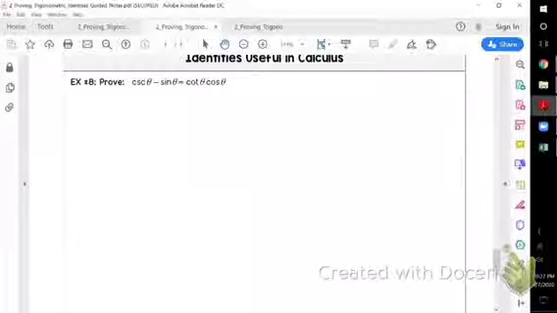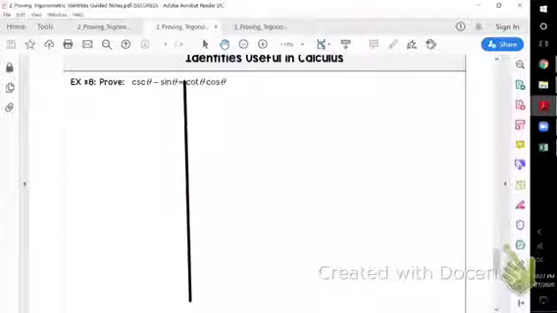All right, example 8 tells us to prove this identity here, that cosecant of theta minus sine of theta is equal to cotangent of theta cosine of theta. And so we saw one similar to this earlier. And remember, it's usually easier to take an addition or subtraction problem and combine them to make it multiplication versus take a multiplication and make it addition or subtraction. So I'm going to go ahead and work the left side of this again.